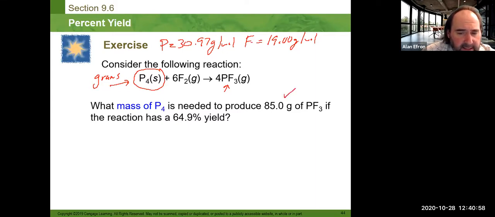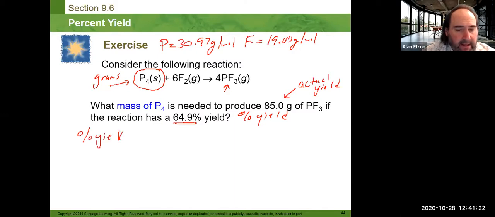This is an actual yield that's given to us. We know it's an actual yield because this reaction is only going to yield 64.9%. So that's a percent yield that's given to us. Right off the bat, we can see that we have a lot of information about percent yield. And our percent yield, again, is our actual yield divided by our theoretical yield, times 100%.